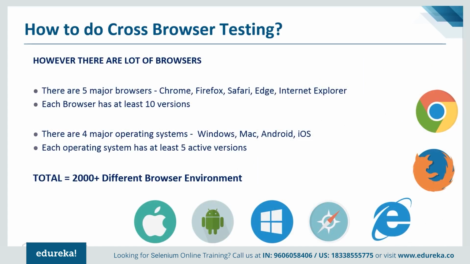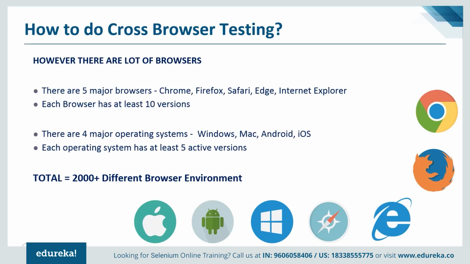That is, there are lots of browsers, and the mainly used ones are Chrome, Firefox, Safari, Internet Explorer, Edge, etc. And again, each browser has at least 10 versions, like Chrome 72, 70, 68 and so on. Also, there are 4 main operating systems and they again have 5 versions, like Windows 98, XP, Windows 7, 8 and Windows 10. So in total, there are more than 2000 browser environments.